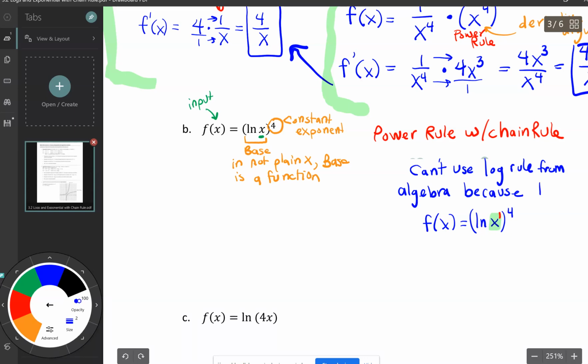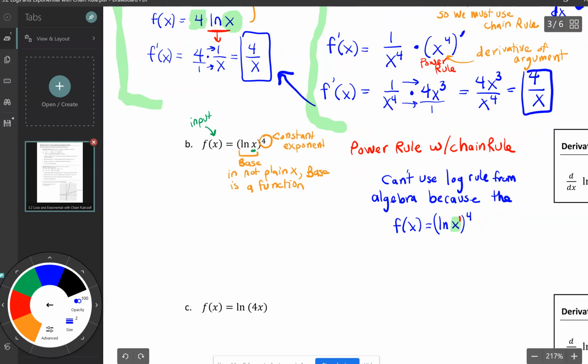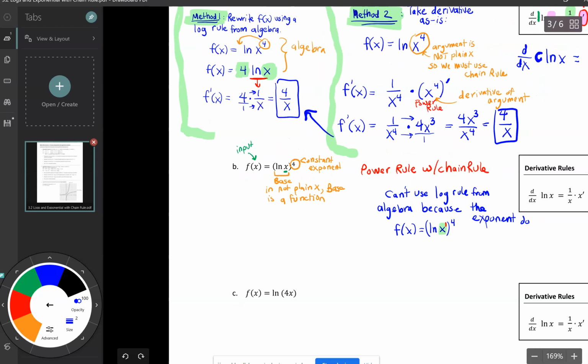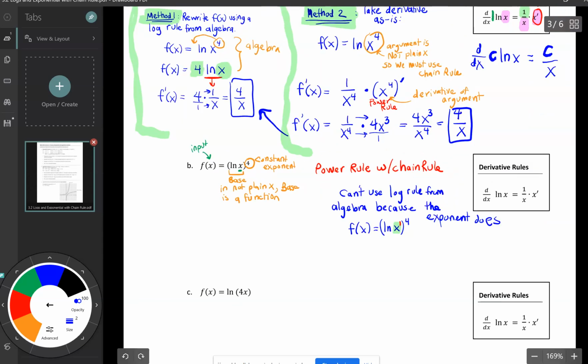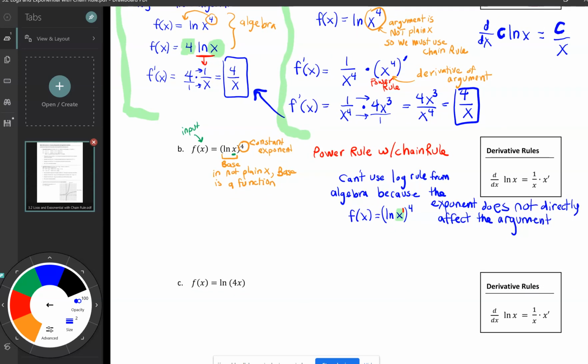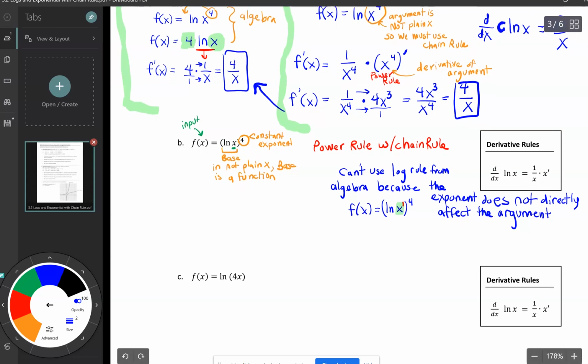So I can't use it because the exponent is not connected to the argument. The exponent does not directly affect the argument. It's not attached to the argument. So I have to use power rule with chain rule. I can't just drop that exponent down and rewrite it.